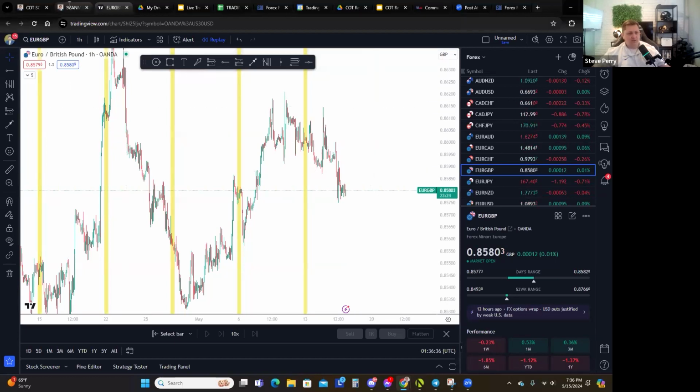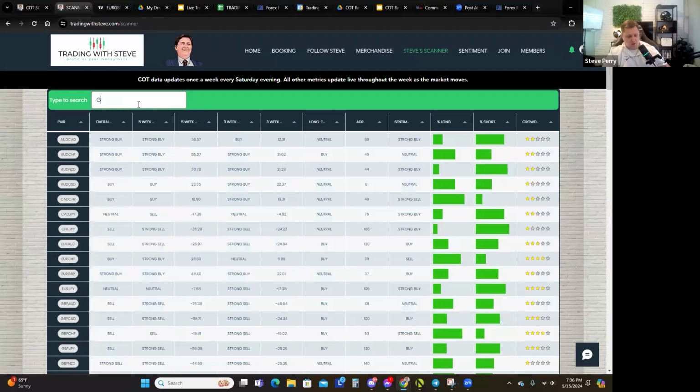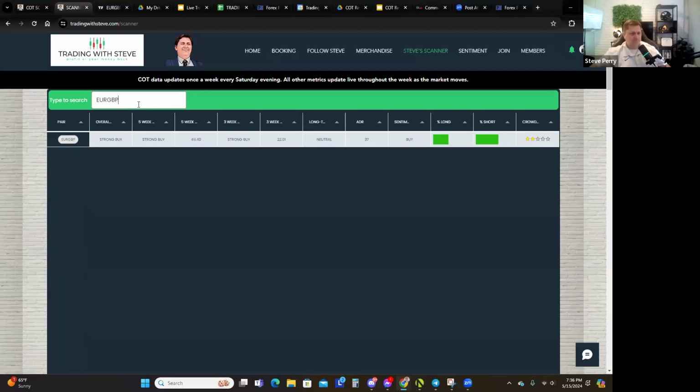For many reasons. If you look at the scanner, just like Steve's scanner here, you can see the reasons why it made the cut. The 5 week shift and the 3 week shift are so positive, and on sentiment, most retail traders are actually short right now, so that's why we have a buy signal. The euro pound is still an overall weekly buy, even though it's gone down this week.